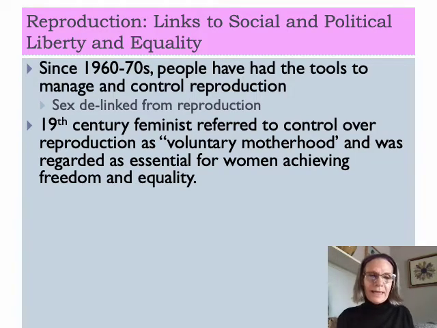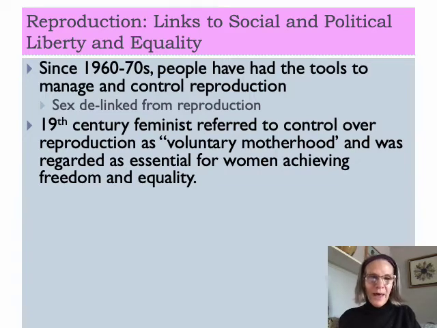Nineteenth century feminists referred to this control over reproduction as voluntary motherhood. They regarded voluntary motherhood as essential for women achieving freedom and equality. Voluntary motherhood is the idea that women bring themselves to being mothers. They choose to become pregnant, and they can also control not becoming a mother. They can have control over that.